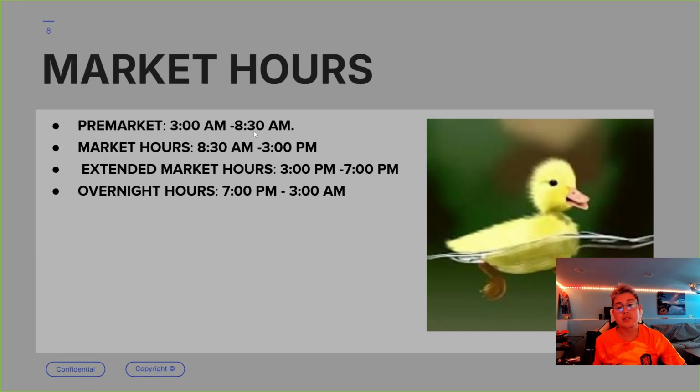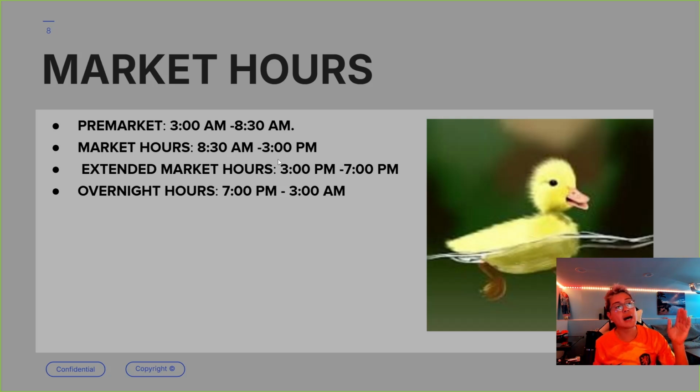All right, so these are the market hours. Pre-market is 3 a.m. to 8:30 a.m. You can trade at any given time in these settings. It's just the volume, how many people are actually buying and selling shares. Primarily, market hours 8:30 to 3 p.m. are the highest peak, especially from 8:30 to 10:30 a.m. That is when you're going to get the most action, depending on whether there are any economic reports throughout the day.